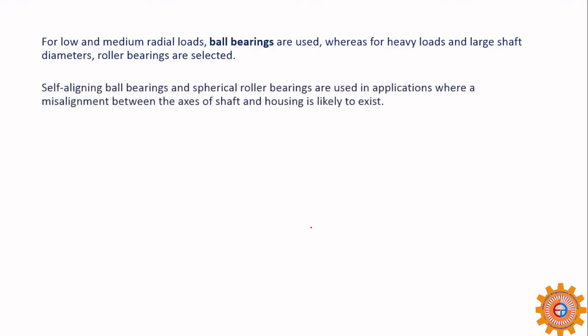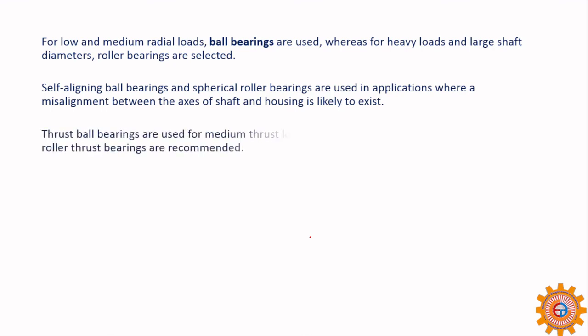Self-aligning and spherical roller bearings are used in applications where misalignment between the axis of the shaft and the housing is likely to exist. If you guess that there will be a misalignment, we go for self-aligning bearings, which align according to the journal, and also spherical roller bearings.